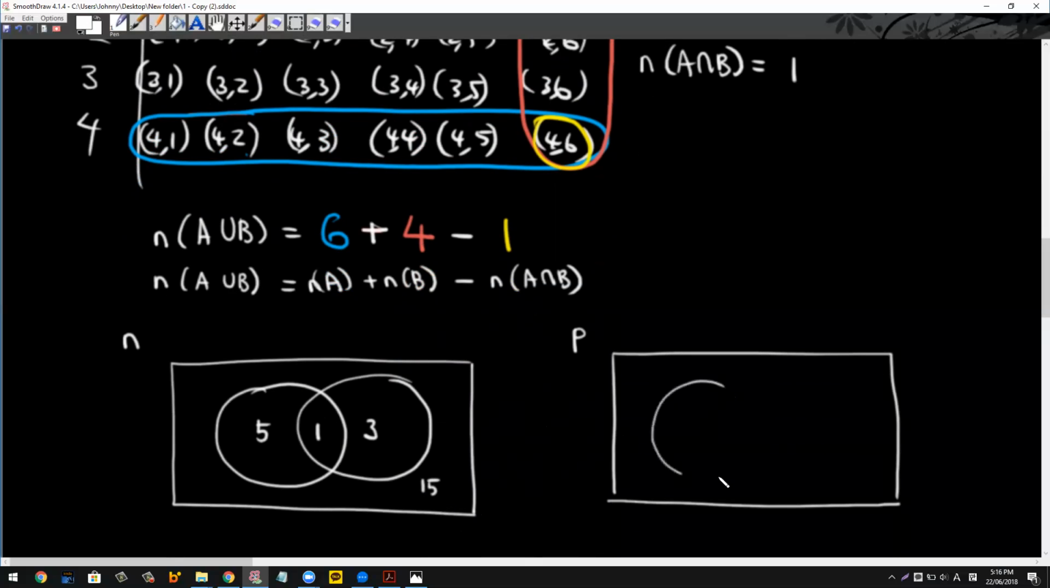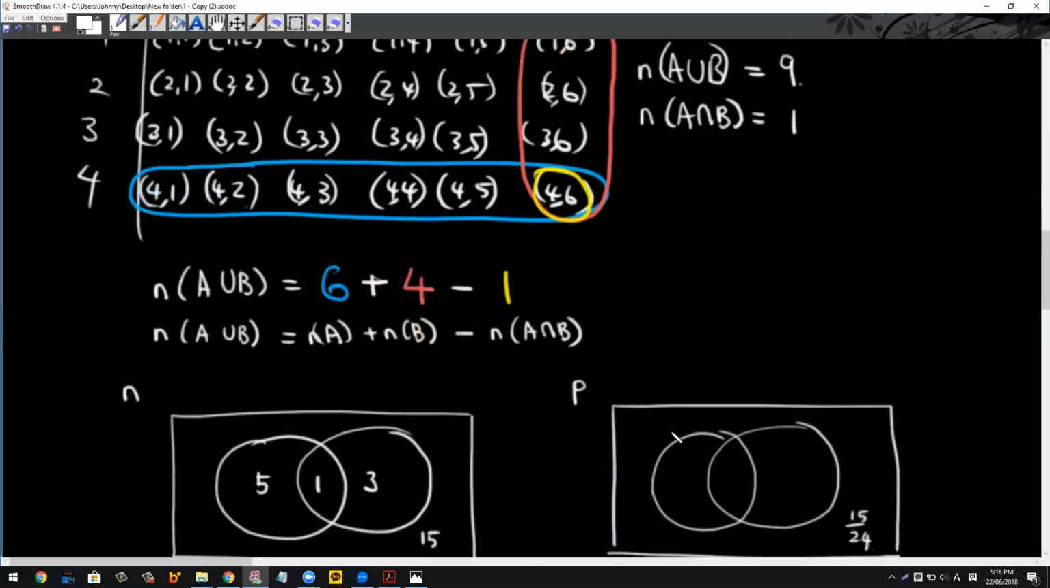So if I write that as probability, it looks like this. This is 15 out of 24, because this is out of 24.